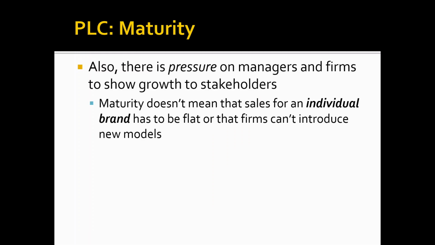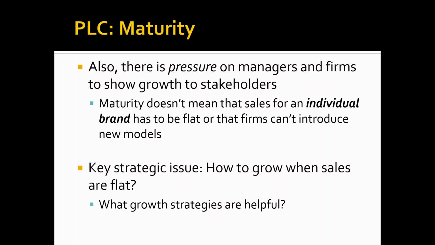Also, you still have to increase sales and profits. There's always pressure on companies to improve the bottom line. So really, the key strategic issue during maturity is what can we do to increase profits, increase sales, when we really can't anticipate new customers coming into the marketplace so much that our whole customer base is going to grow without us having to really do anything like we did in growth.